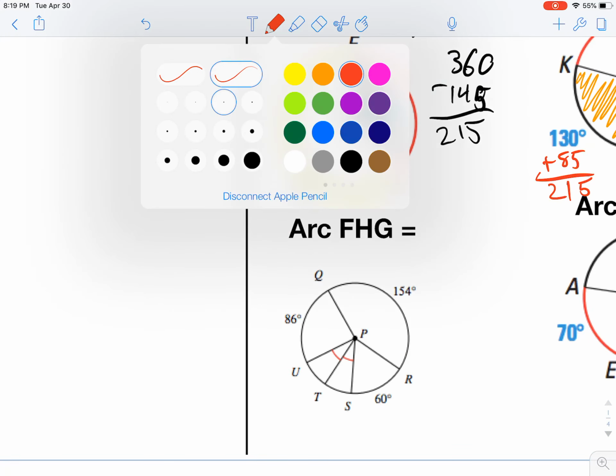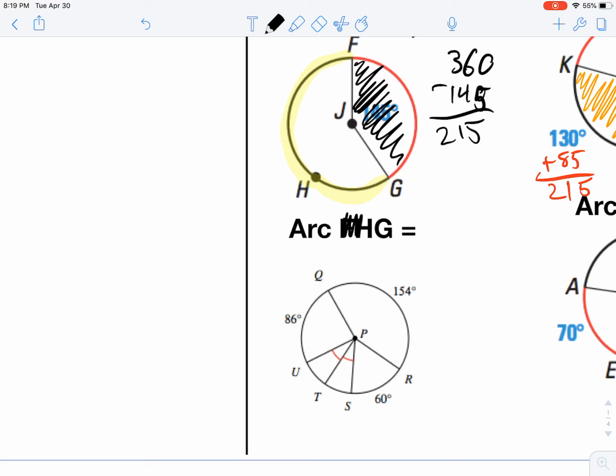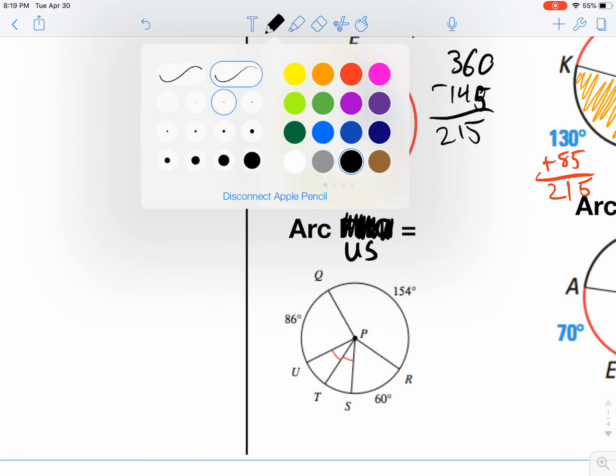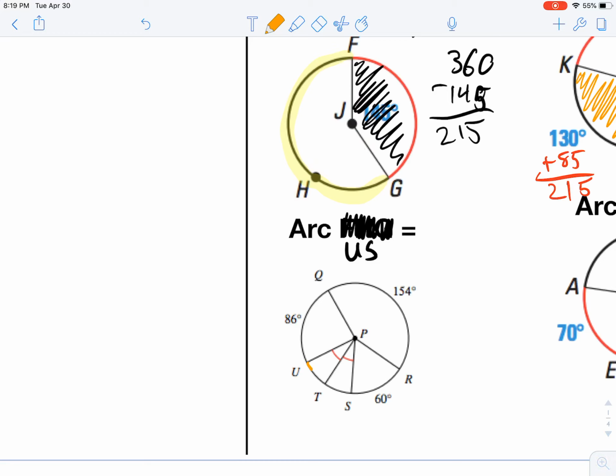Alright, so now let's go down here to this next one. I have a little bit of a typo here for you guys to fix. Instead of FHG, it should be arc US. And that's going to be this guy from U to S, right there, this portion. I have some other symbols in there. Don't ignore them, but we don't need them. They're not important, at least not yet.